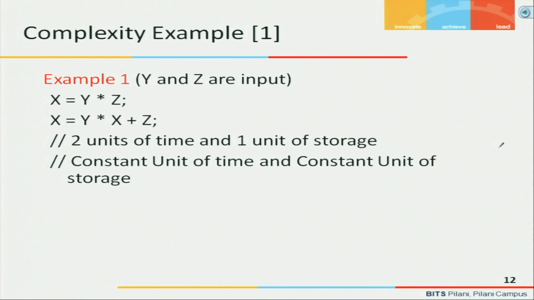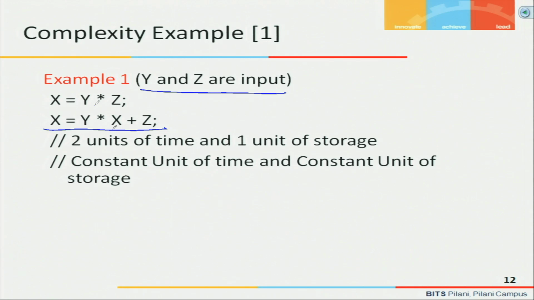Before we actually define our model, we look at what precisely we want to abstract or try to model. So, let us look at a very simple straight line program where we have 2 inputs y and z, and we want to compute x, which is y star x plus z. Let us look at the time that is going to be required to execute this program and the memory that is going to be required to compute this.